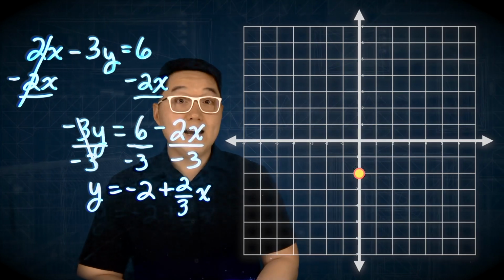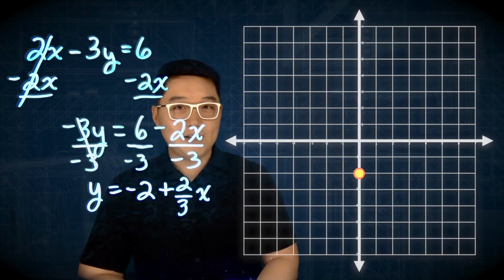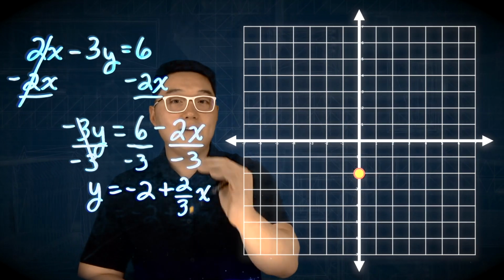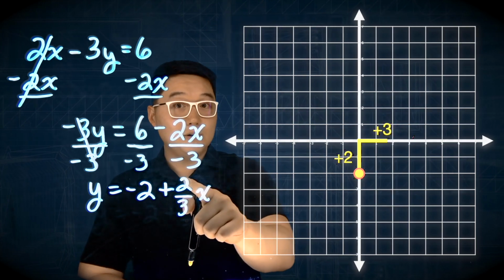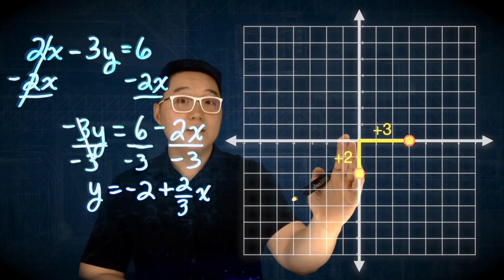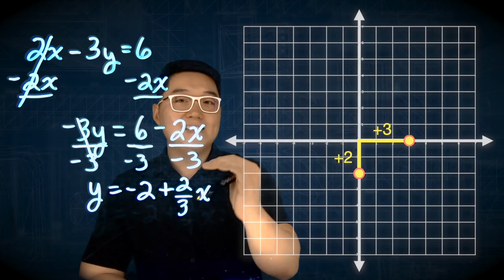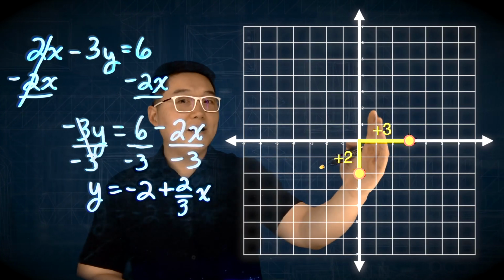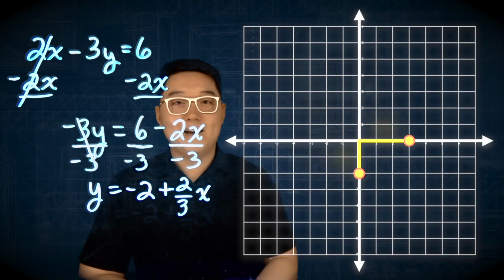Okay, now the slope, the rate of change, is 2/3. That means we have a rise of 2 and a run of 3. We can think of it as gaining 2 every 3. So let's go ahead and graph the rest of the points knowing that fact.